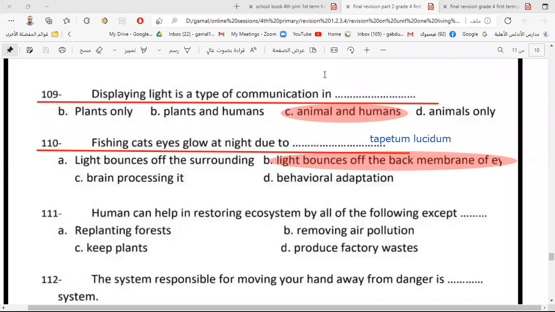Now we go to another student. Muhammad Mustafa, lower your hand, please. Yes, I know. Omar Naguib, your turn. Are you ready? Let's go, my hero. 111.